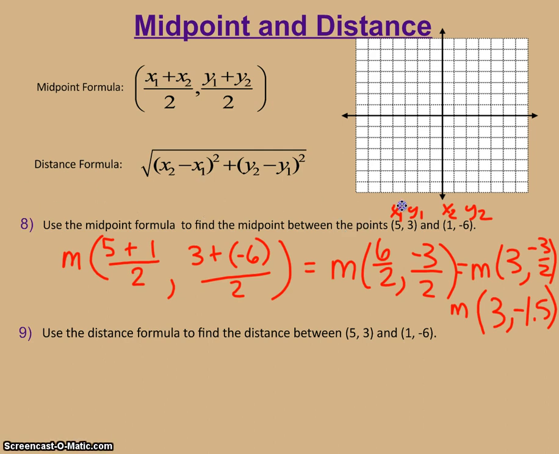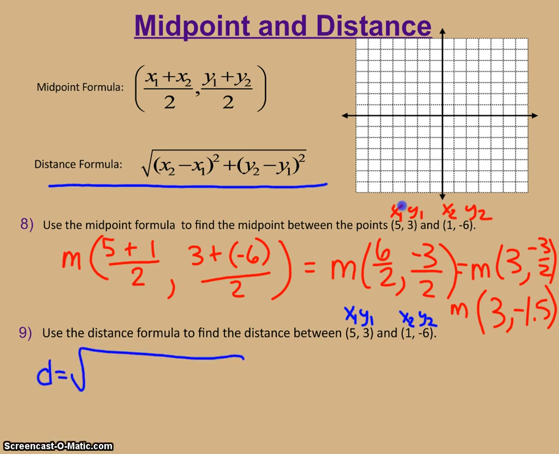So if you want to plug it into your calculator and get that, you can definitely do that if you'd like. Alright, now we're going to use the distance formula to find the distance between (5, 3) and (1, negative 6). Again, we're going to label our points, so I'm going to label them x1, y1, x2, y2. Then we're going to use our distance formula up here and we're going to plug in our equation. So we're going to plug our points into our equation.